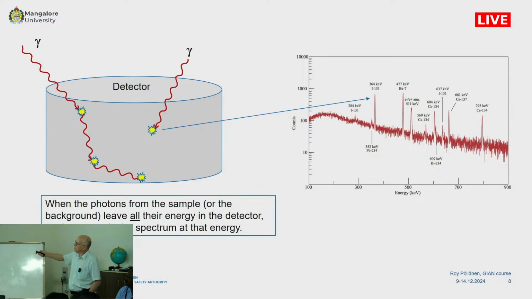So, these peaks appear so that, let's assume that this is a detector, and a photon comes to the detector. What happens? They may have multiple interactions or only one interaction. The point is that all the energy is detected by the detector, and we find those peaks.